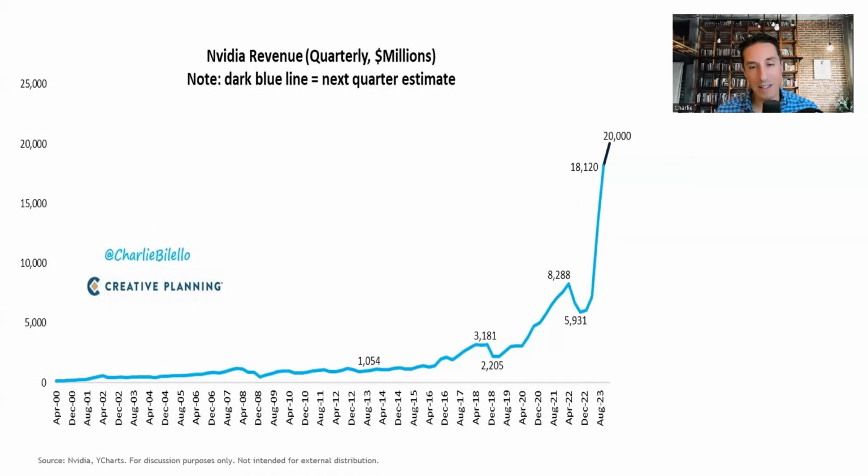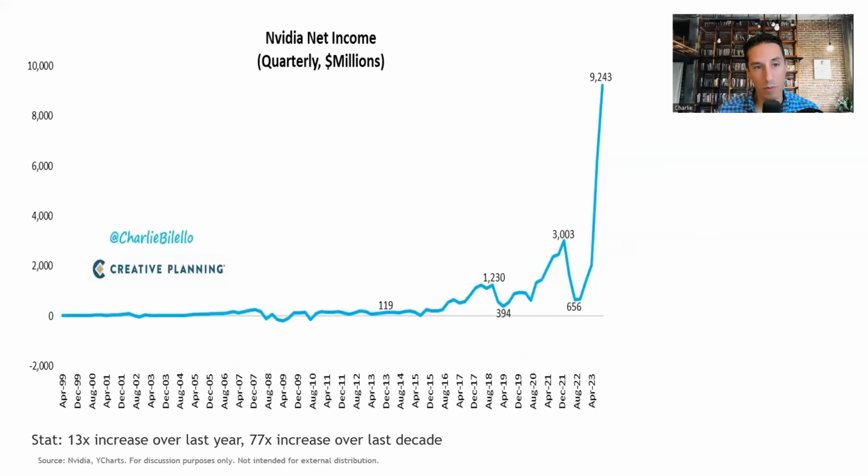And if we look at net income, it's not just sales. This is an extremely profitable company at this point here. We got net income of over $9 billion, which is 3 times higher than where it was previously at the peak. And looking at over the last year, 13 times higher than where it was a year ago. The last decade, the numbers are just unbelievable, 77 times higher than where net income was in 2013. So just unbelievable growth here.